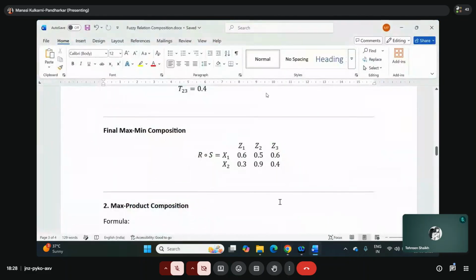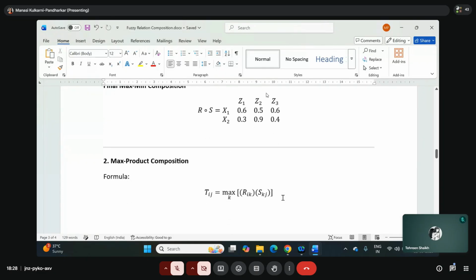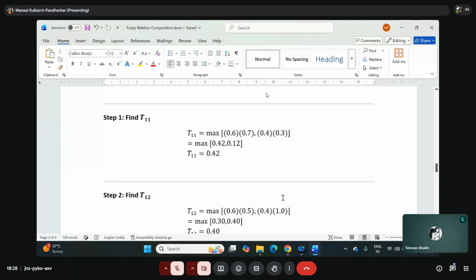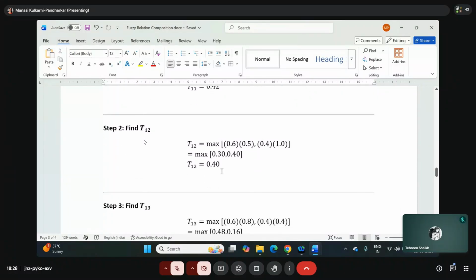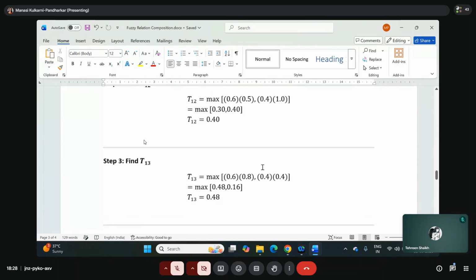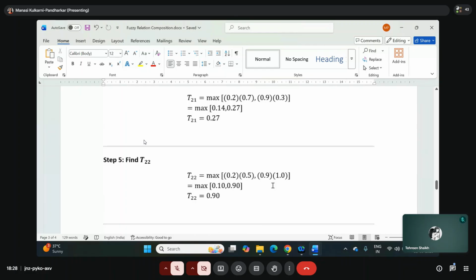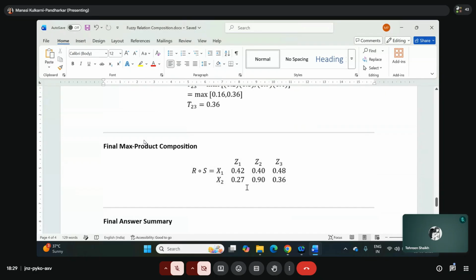And what about the product? Max product composition, tell me. This is the formula, am I right? Ma'am, it is 0.14, 0.27, 0.10, 0.42, right? And then 0.4, 0, 0.48, 0.27, 0.9, 0.36. Am I right? This is the answer. Yes. How many of you got it? Tell me.